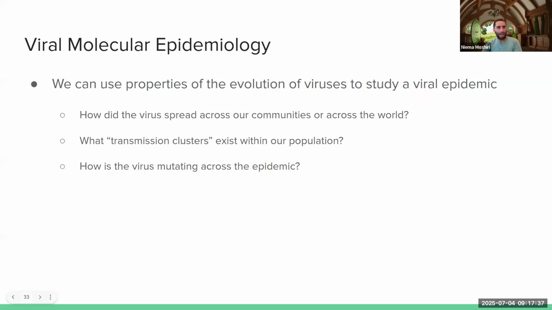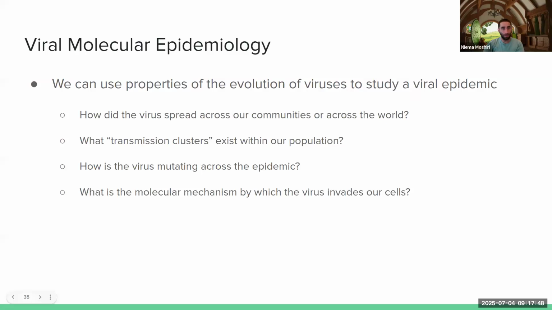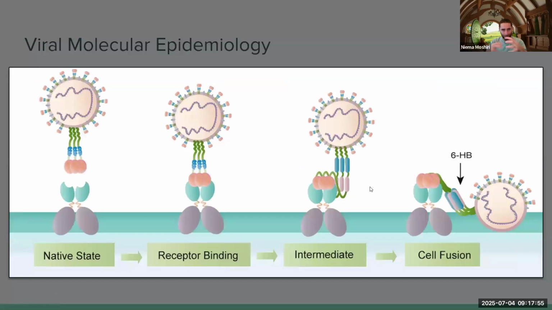You can also ask questions like, how is the virus mutating across the epidemic? So here's a plot that is tracking how certain viral lineages in COVID-19 were growing or shrinking over time. You can ask questions like, what is the molecular mechanism by which the virus invades our cells? So you can try to figure out how the virus is functionally binding to the receptors on our cell, and what is the mechanism by which it's infecting us? If you can figure this out, then you can come up with therapeutics, because you can give someone a drug that targets that receptor.